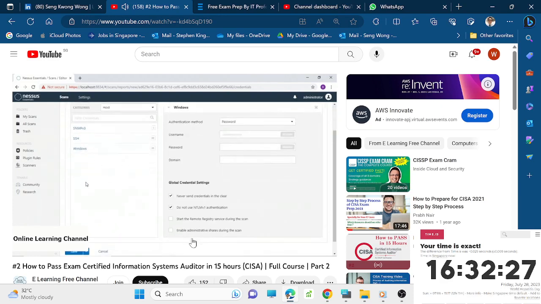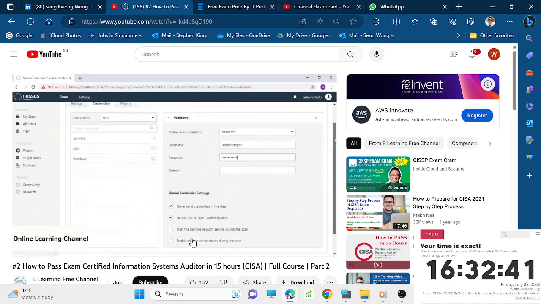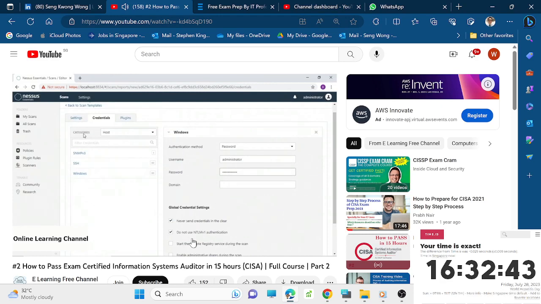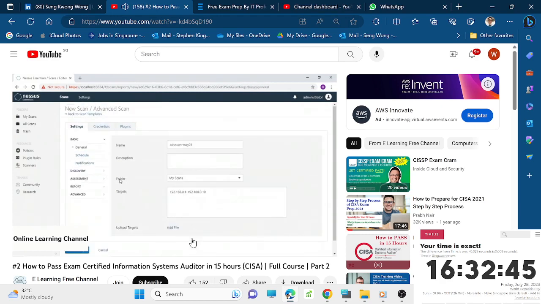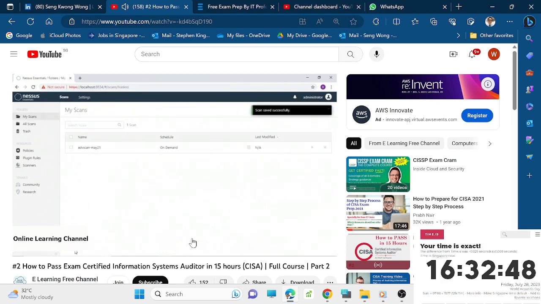So if I click Windows, then I can specify password authentication details, such as a username and a password that might be used to log in to remote hosts. So we can fill in all of those types of details. I'll just scroll up a little bit here. Once I've done that and I'm happy with my configuration, I can click Save.